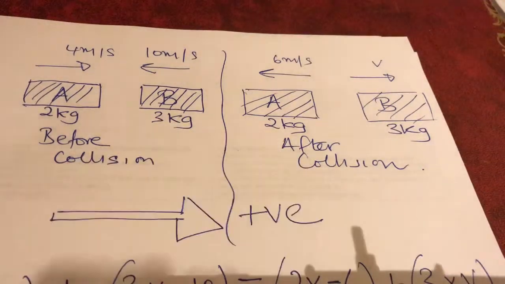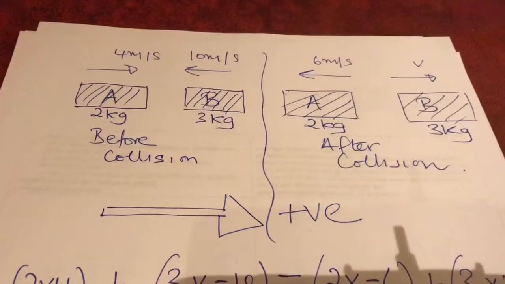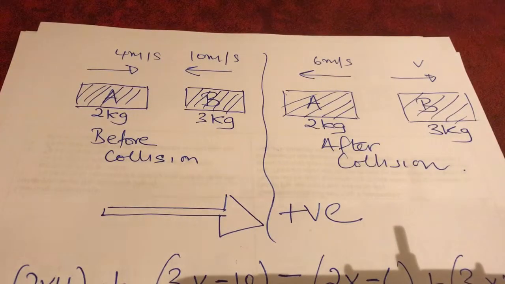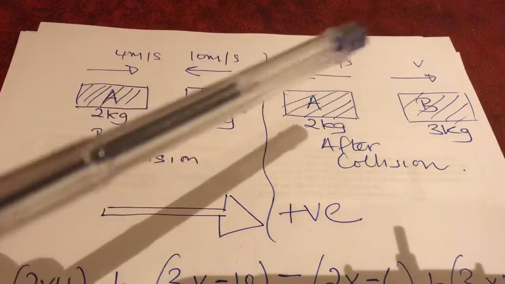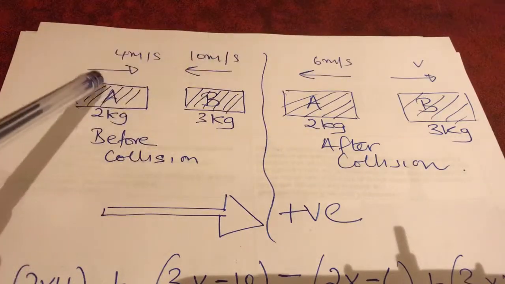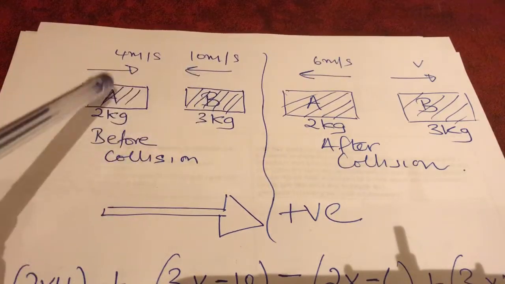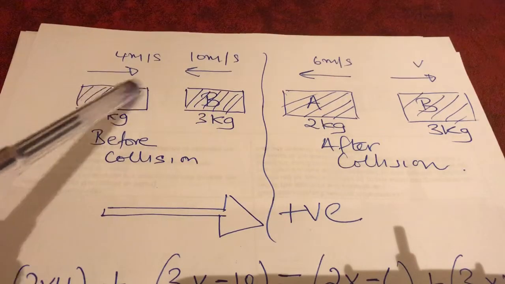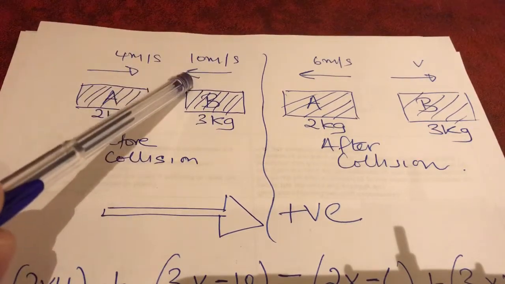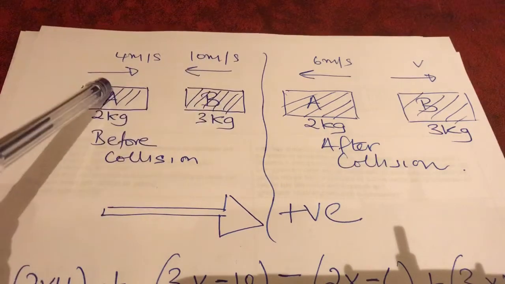Sample physics here again. We're looking at a question that is normally taught at GCSE high tier for triple science. We've got two objects, mass A and mass B. Before the collision, we are assuming that both objects are travelling in opposite directions as shown. Mass A is travelling at 4 meters per second and mass B is travelling at 10 meters per second, both coming towards each other.